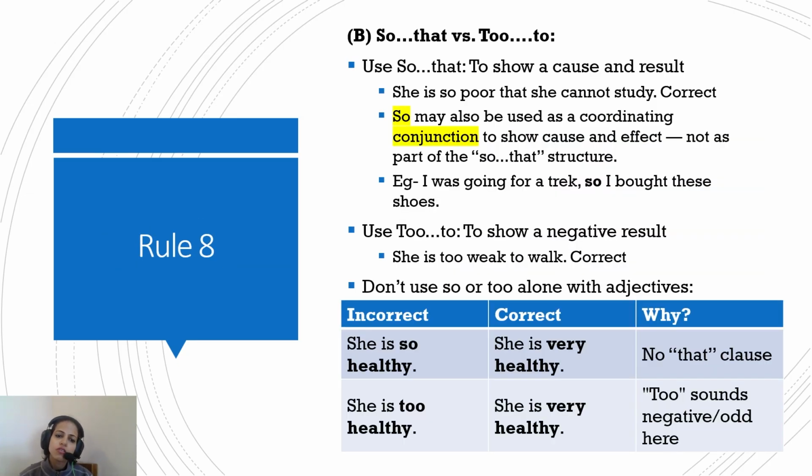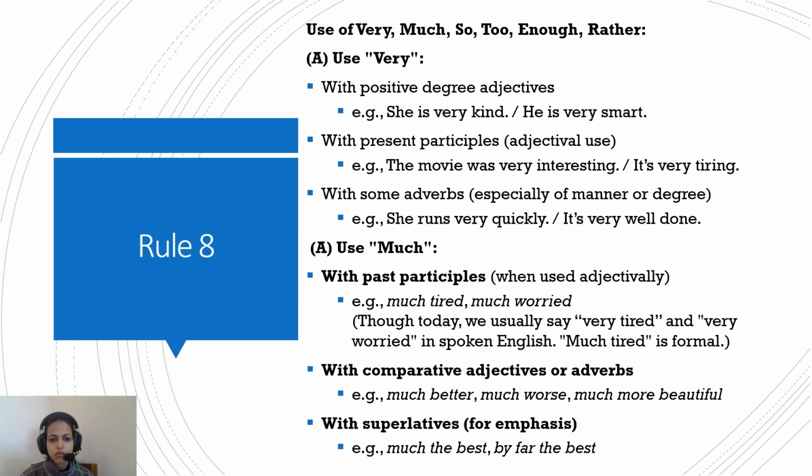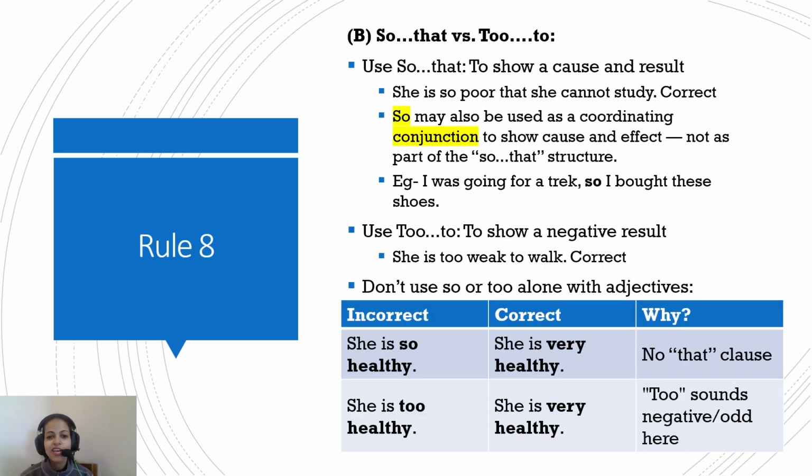Now, rule 8. Oh, wasn't that rule 8? Oh, yeah, we're continuing with rule 8. So, how do we use "so that" or "too"? Use "so that" to show the cause and result.